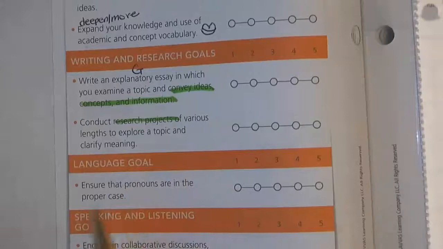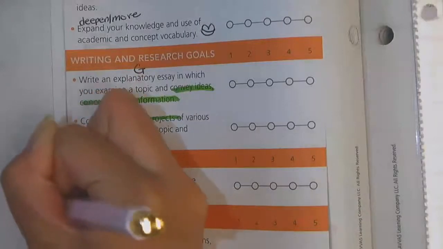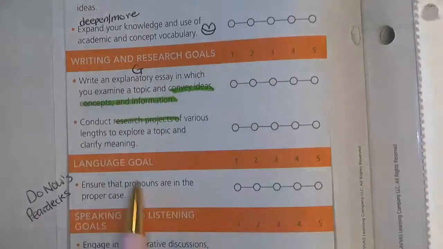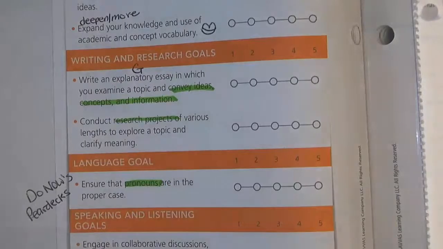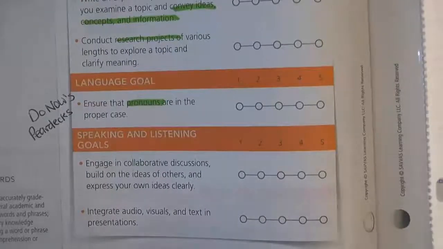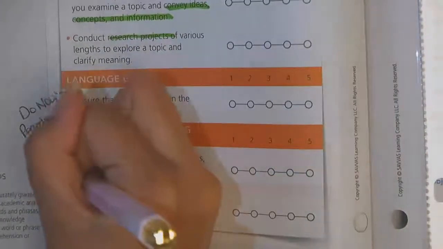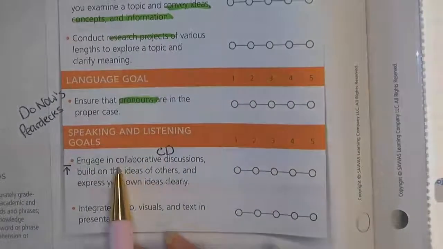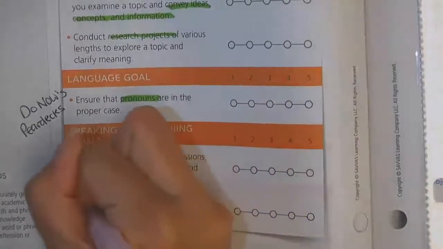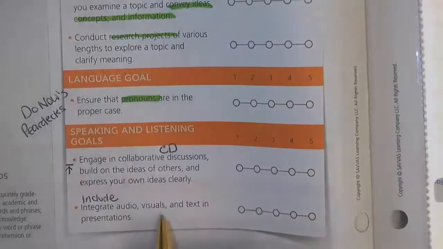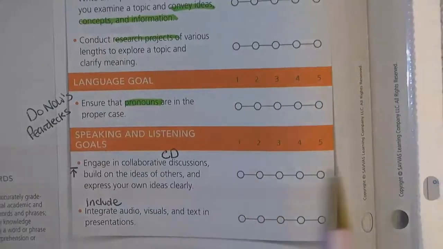Then we have our language goals, which is our do nows, or our paired X. So it's our grammar. Ensure that pronouns, this is what we'll be learning this unit, are in the proper case. Okay, last but not least, speaking and listening goals. Engage in collaborative discussions, or CD, to build, which we know as support, ideas of others and express your own ideas clearly. Integrate or include audios, visuals, and text presentations. And make sure you're rating yourself 1 through 5.